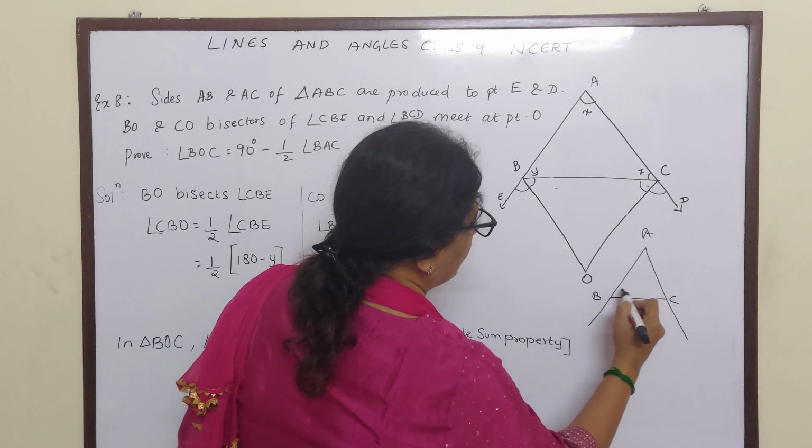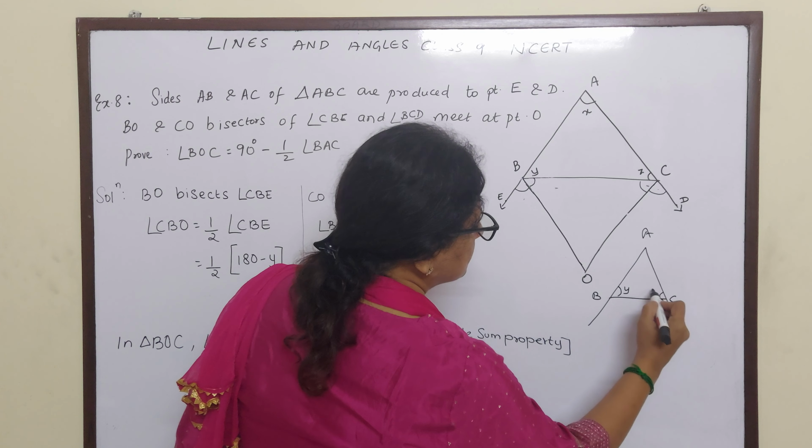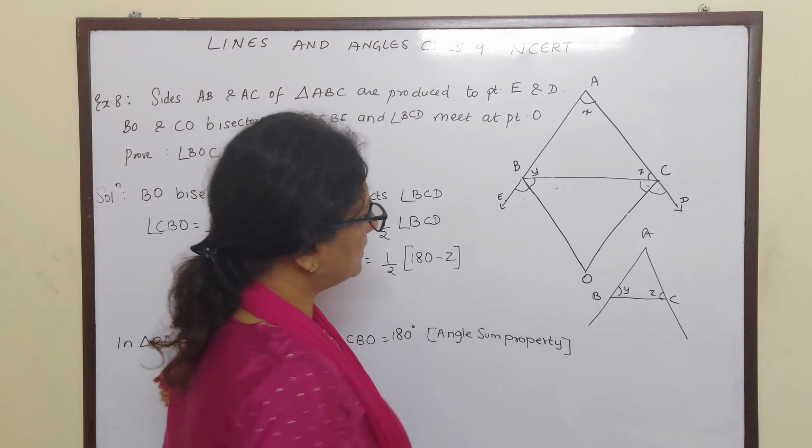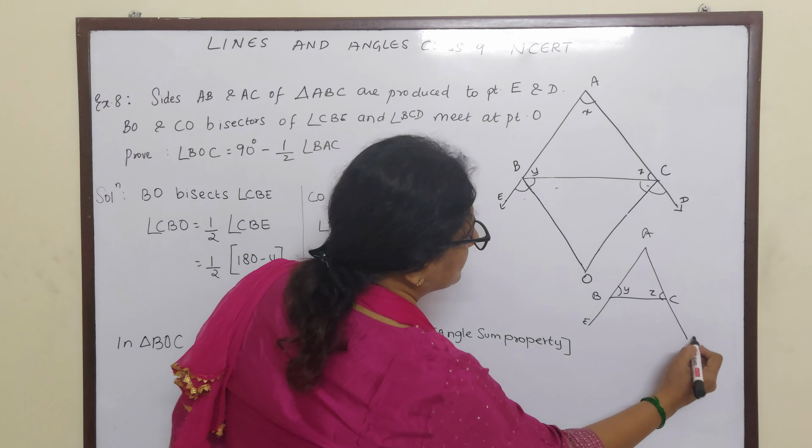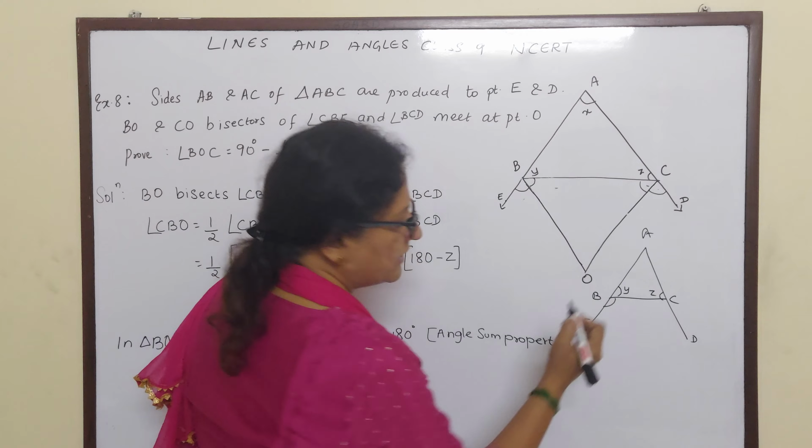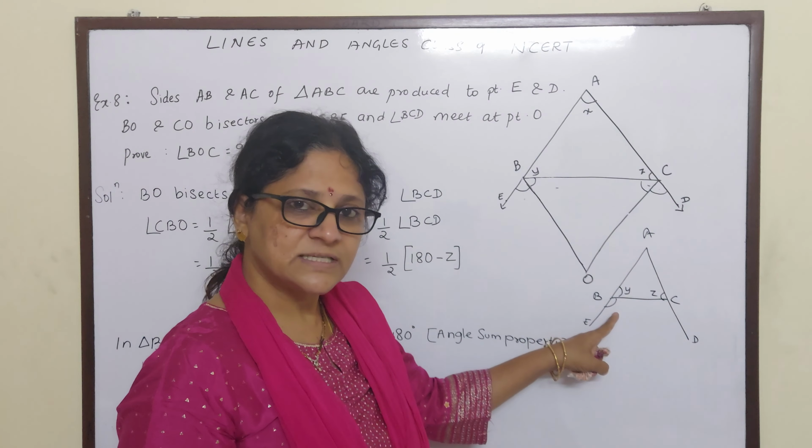Now, if I draw this diagram like this, children, this is A, this is B, this is C, this is Y, and this is Z. So, let us first understand what is the measurement of CBE. We have to first find out the measurement of this angle.